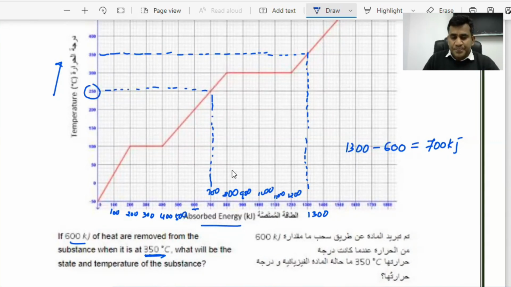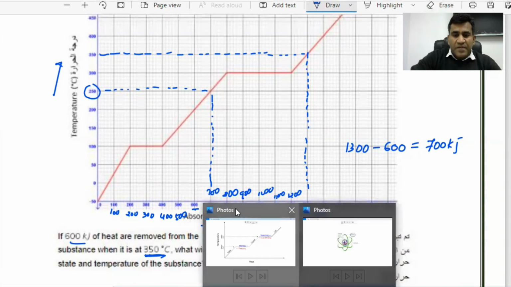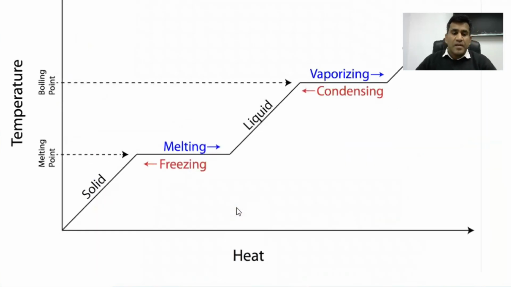And what is the state? For this one, we need to understand what this graph is representing. This graph represents a phase transfer of a substance due to the supply of heat. If I represent it in terms of a phase transfer graph, this is how it looks. The first part represents the substance as a solid, and when you continuously supply heat energy to it, it converts into another form, called melting. So this is melting, and during this course the temperature stays constant.